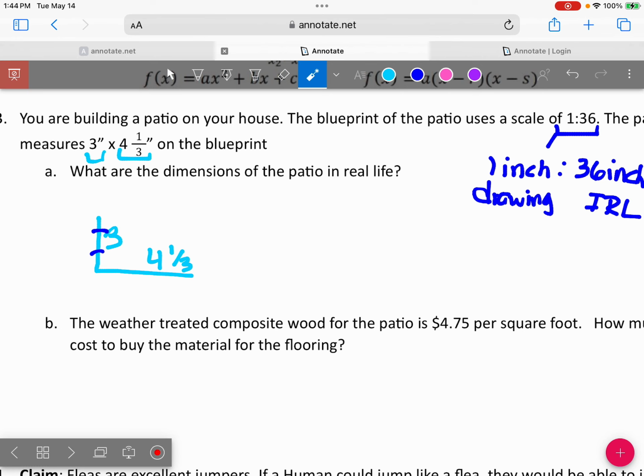So, and that calculator is dead. So that 3 inch side is going to stand for how many in real life inches? How far will this side of my patio be in real life? 108 inches, which we usually abbreviate with 2 little lines.